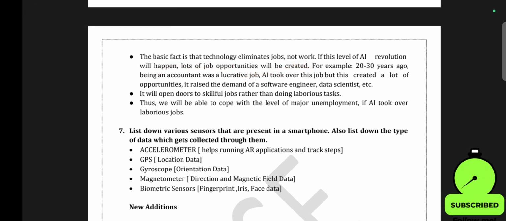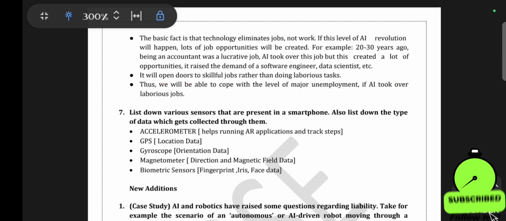For example, 20 to 30 years ago, well, the answer before, we have written the example that is similar to here. So if you remember, you can write it down, okay? For example, 20 to 30 years ago, being an accountant was a lucrative job. AI took over this job, but this created a lot of opportunities. It raised the demand for software engineers, data scientists, etc. It will open doors to skillful jobs rather than laborious jobs. Thus, we will be able to cope with the level of major unemployment if AI takes over laborious jobs.